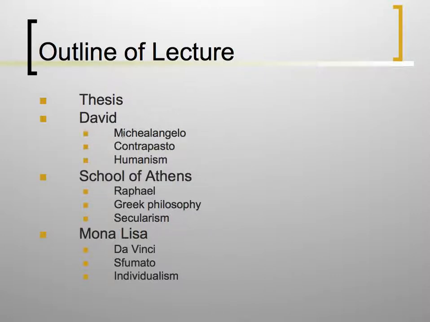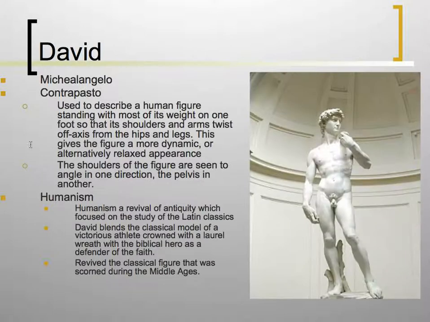We want to talk about the thesis, David, these 3 facts about David, the School of Athens, these 3 facts about the School of Athens, the Mona Lisa, and these 3 facts about the Mona Lisa. First is the David. The David was sculpted by Michelangelo.